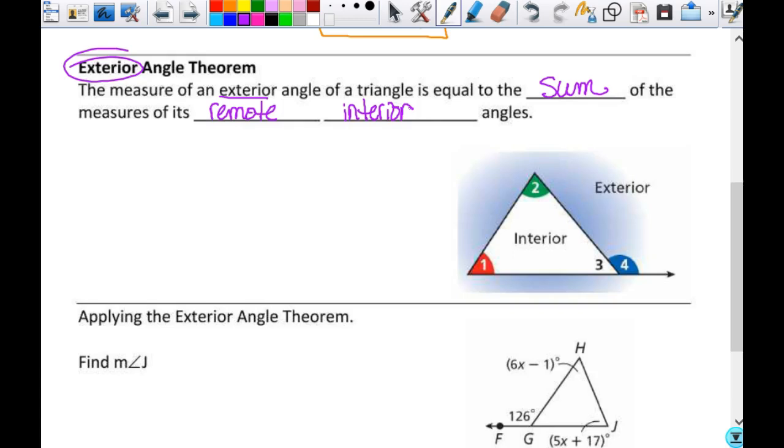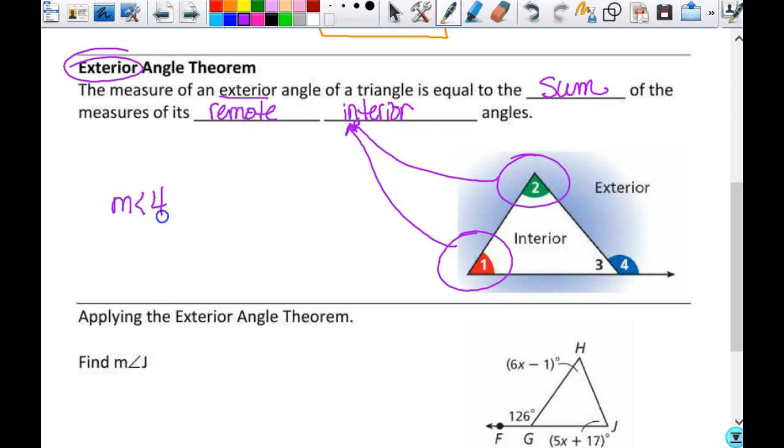So if this is my exterior angle right here, 3 is attached to it, right? These two are your remote interior angles. The remote interior angles are those two right there. And it changes depending on which exterior angle you're actually using, right? But what this says is that the measure of angle 4 is equal to the measure of angle 1 plus the measure of angle 2.